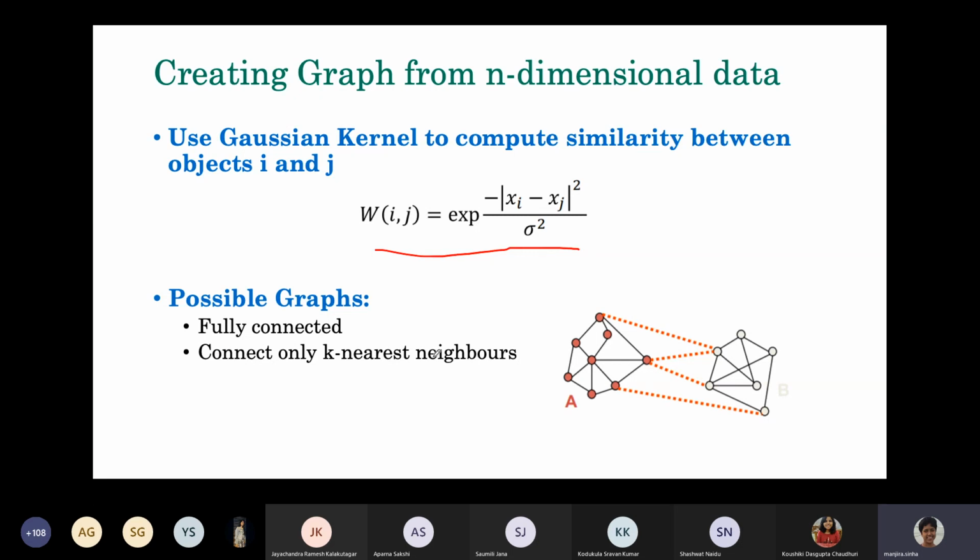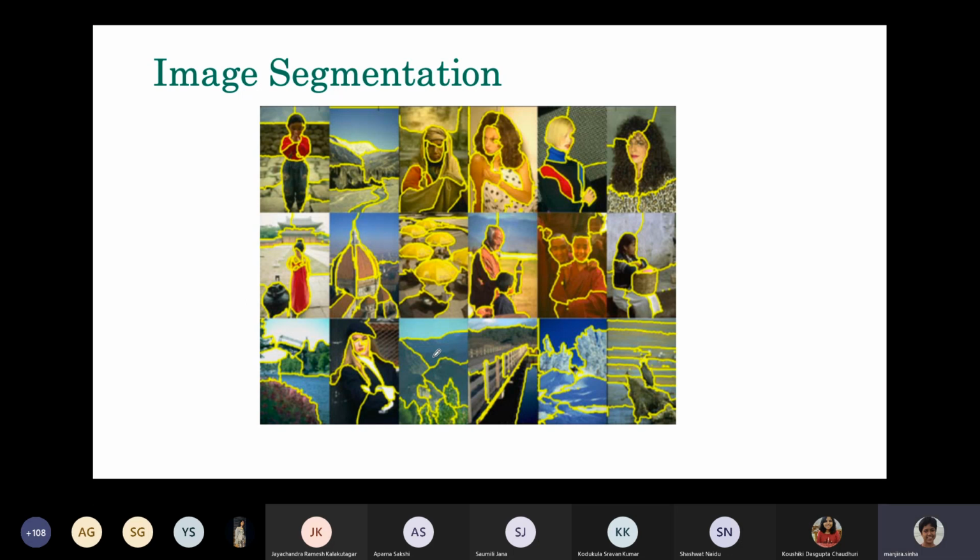Or we can connect only the k nearest neighbors. That means again taking the idea from our k nearest neighbor algorithm that we learned just yesterday. So we can compute the similarity between two nodes, and for a node we connect only its k nearest nodes. Okay, so that's how there are two possible types of graphs that we can come up with. These are used in things like image segmentation, for example boundary detection.